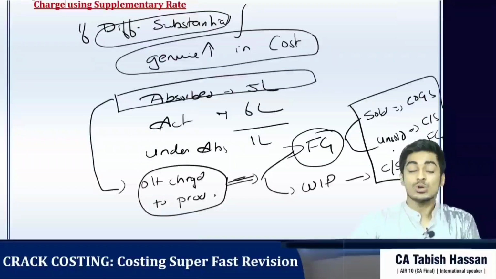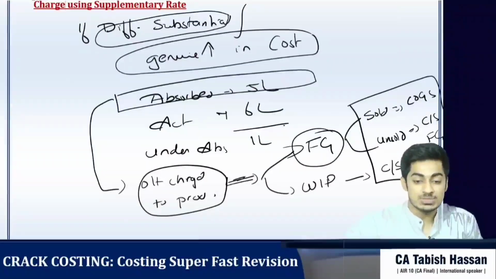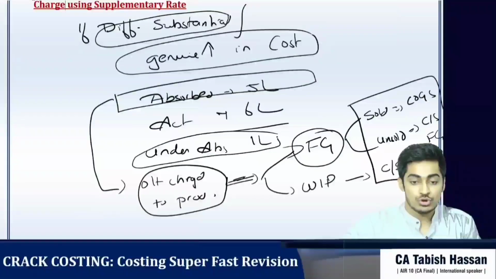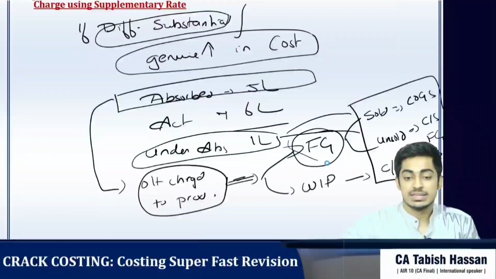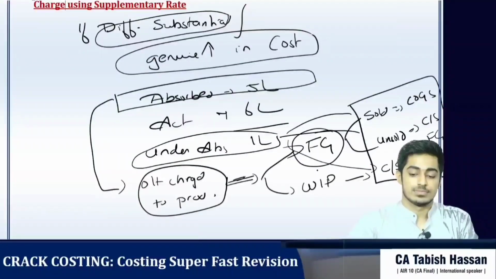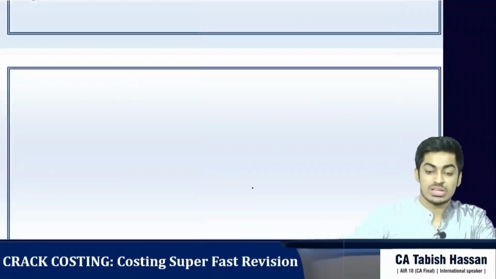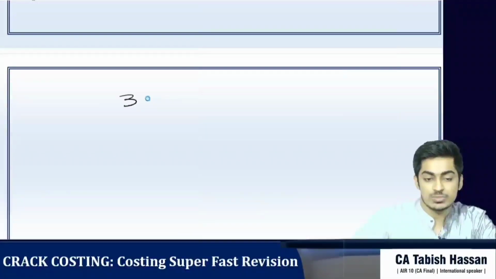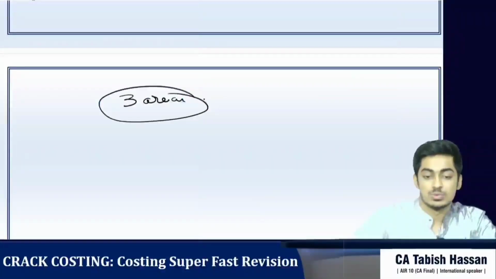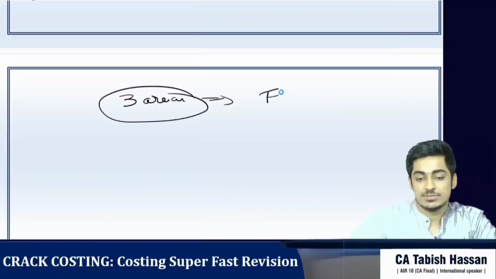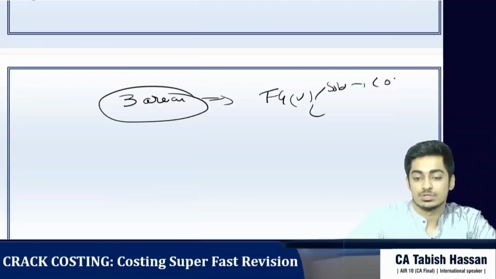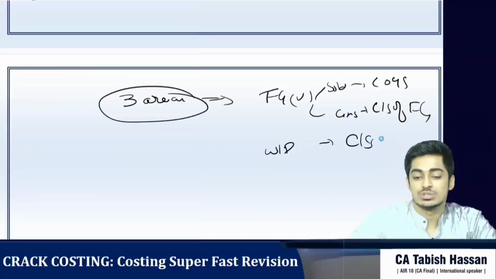So now what we need to do is that the under absorption should also be distributed to these three areas. What are the three areas to which under or over absorption would be distributed? First, if the finished goods is complete and sold, we transfer it to cost of goods sold. If it's unsold, it will be in closing stock of finished goods. If it's work in progress, it would be in closing stock of work in progress.